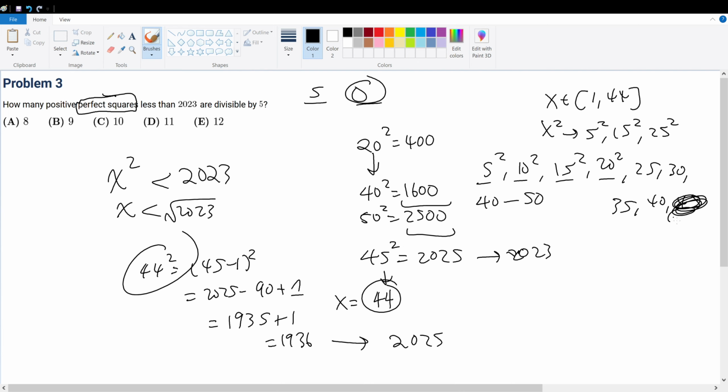And what do we have left? We have 1, 2, 3, 4, 5, 6, 7, 8. We have 8 possible solutions, so we have answer choice A.